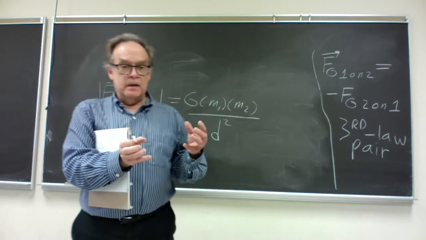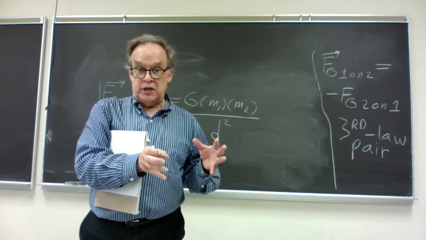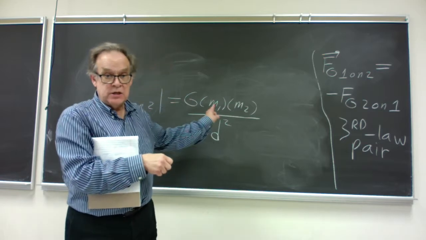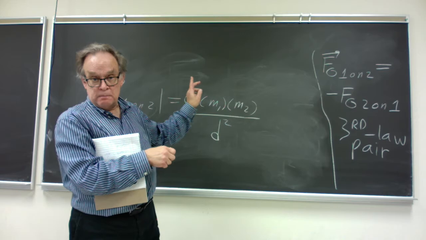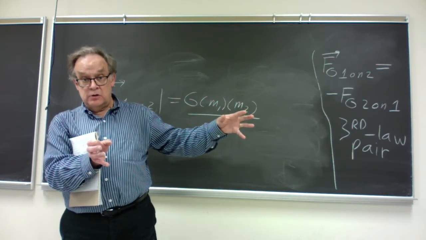Let's imagine that we're always watching the same 2 things. We're always watching the same interaction between the same 2 things. So M1 and M2 don't change. G doesn't change. The only thing that might change is the distance between the 2 things.